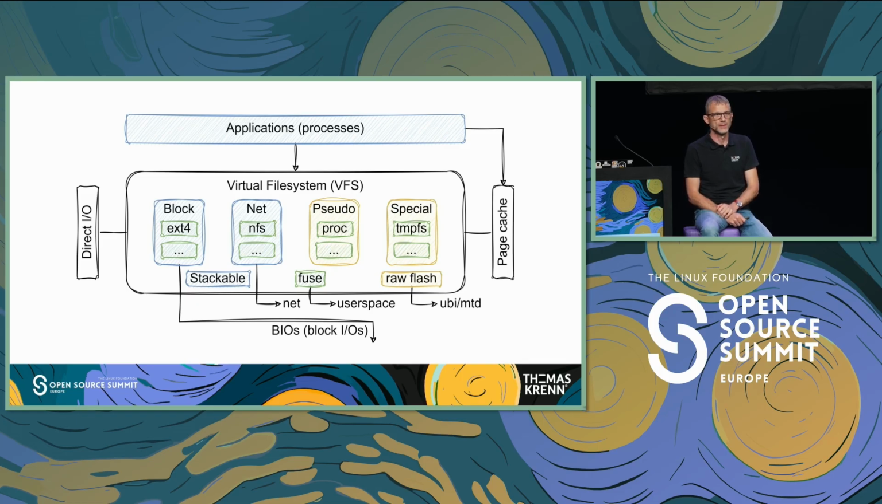And here's a more detailed view of this virtual file system. You can see here we are in the block area, because we want to watch out for the block IOs, and there are file systems like ext4, XFS, Btrfs, and so on, where we go down there. And in addition, there are other file systems here too.